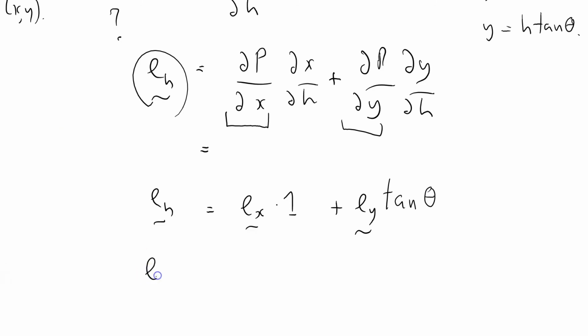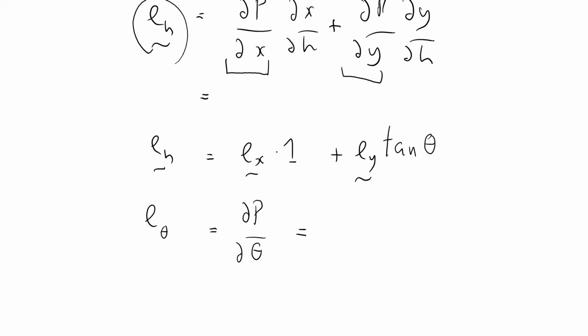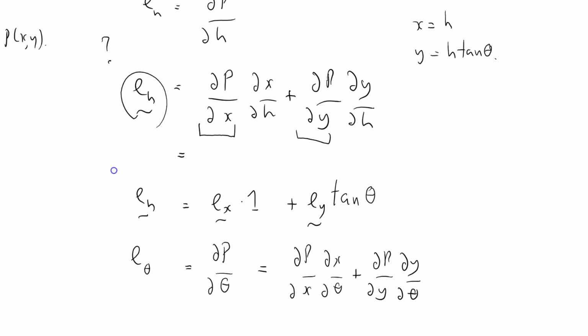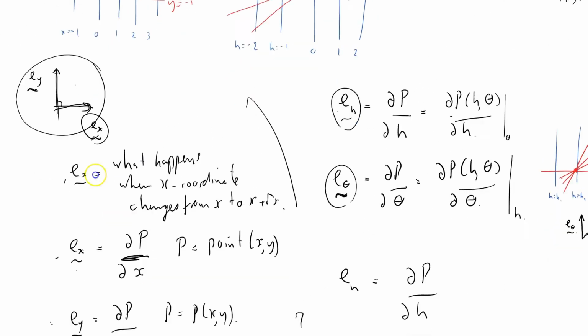And of course we can do the same with E theta, which equals ∂P/∂θ, which equals ∂P/∂x ∂x/∂θ plus ∂P/∂y ∂y/∂θ. Riding slipshod over a whole bunch of notation here.